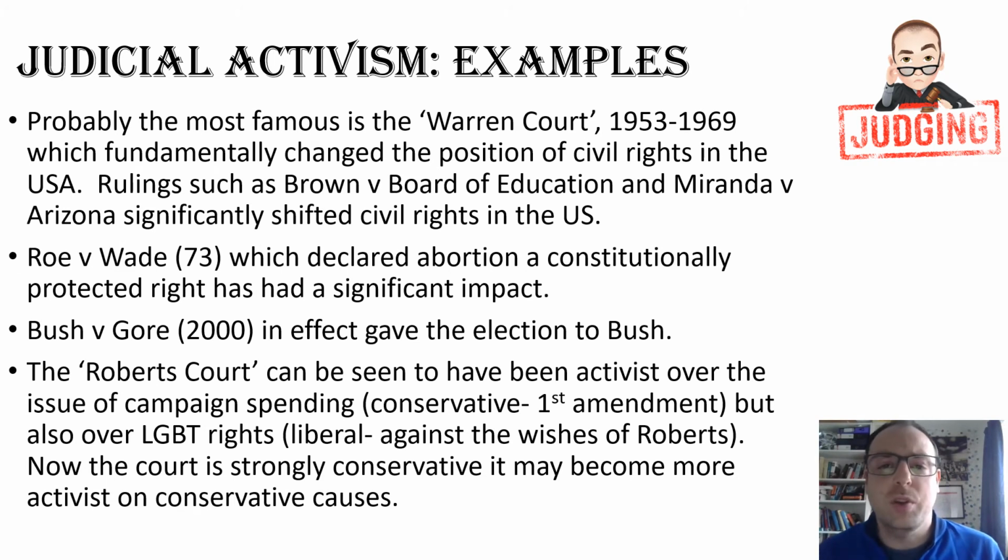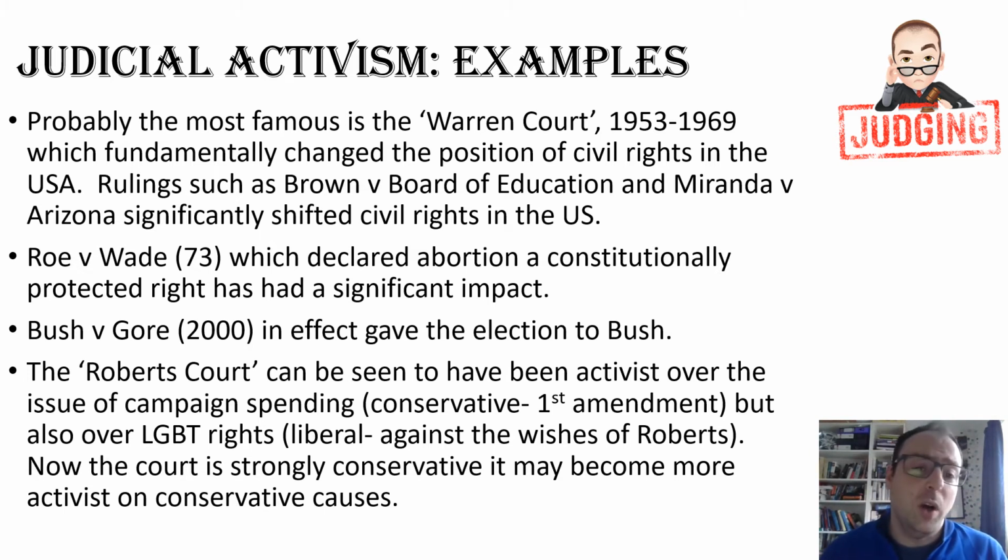So some examples of judicial activism. Well, the most famous one is the Warren Court of 53 to 69, and that seemed to fundamentally change the position of civil rights in the USA. So we saw rulings such as Brown versus Board of Education and Miranda versus Arizona. These significantly shifted civil rights in the US, and they are still absolutely fundamental in America today. And so the Warren Court did a really important job in terms of promoting socially desirable outcomes.